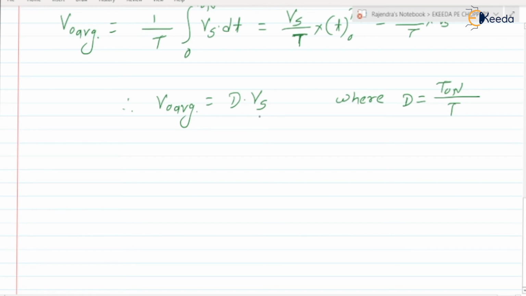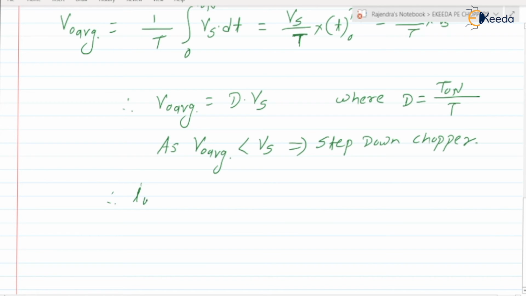So that's why it is known as the step down chopper, right? As V0 average is always less than Vs. Okay, so therefore it is known as a step down chopper. So if this is the V0 average, what is the I0 average? We can write I0 average is equal to V0 average by R, which is equal to D into Vs, duty cycle into supply voltage, divided by R. That is nothing but the I0 average. Are you getting the point, right?